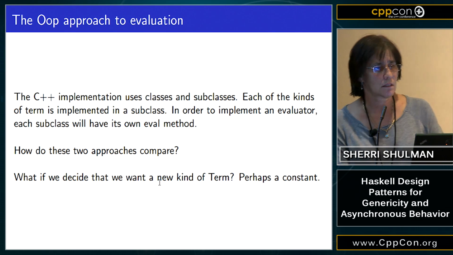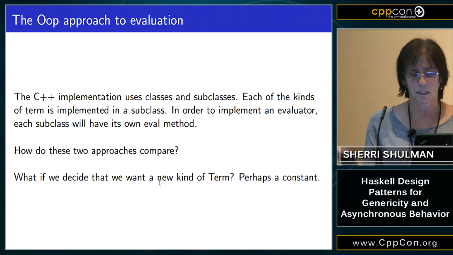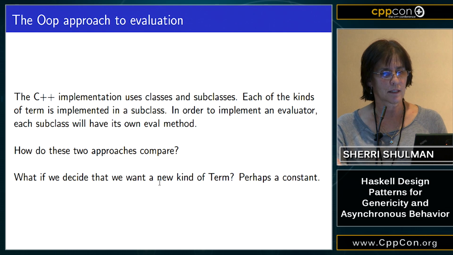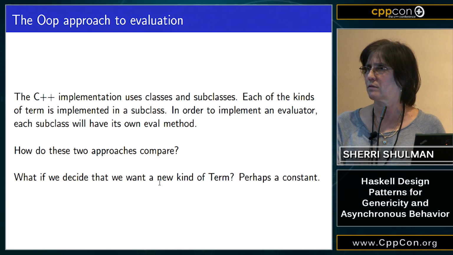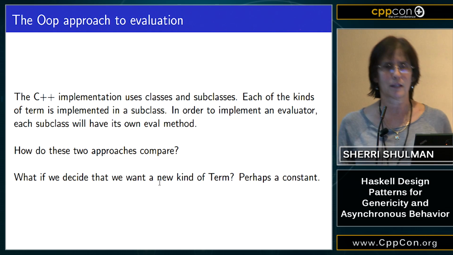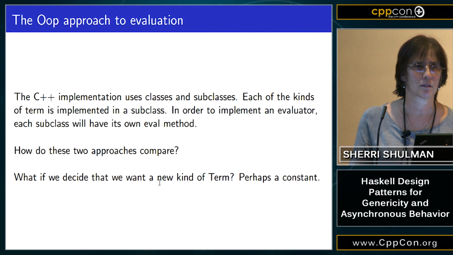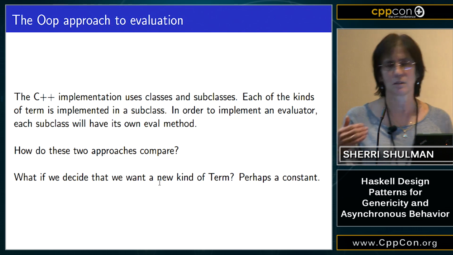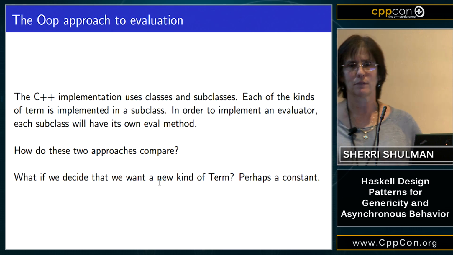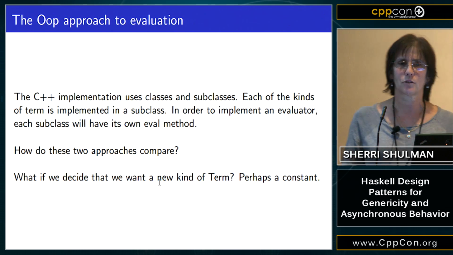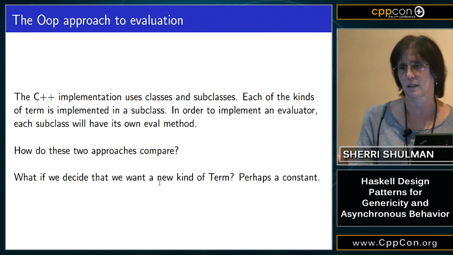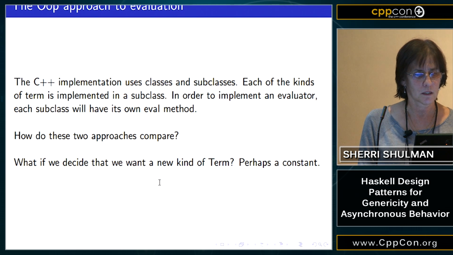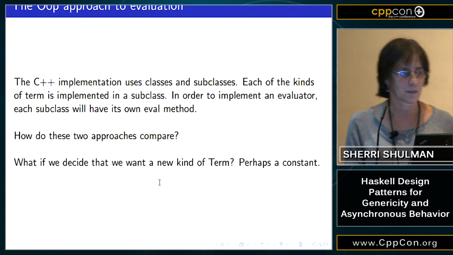Now, the C++ implementation uses classes and subclasses. Each of the kinds of term is implemented in a subclass. So in order to implement an evaluator, I'm going to split the evaluator among the different subclasses. So the subclass for a variable will have its own eval. The subclass for an application will have its own eval. And the subclass for an abstraction will have its own eval. All right, so how do the two approaches compare?